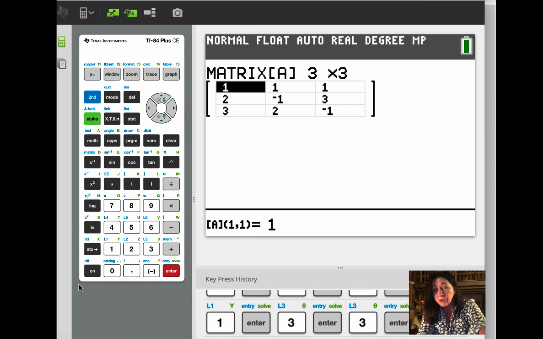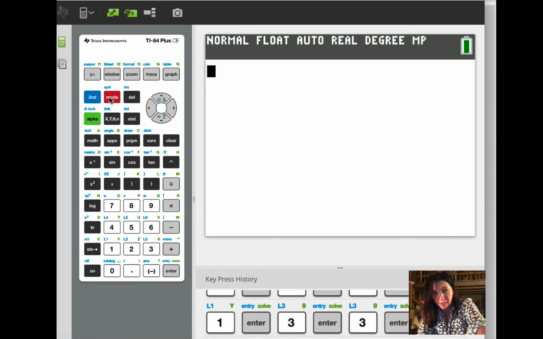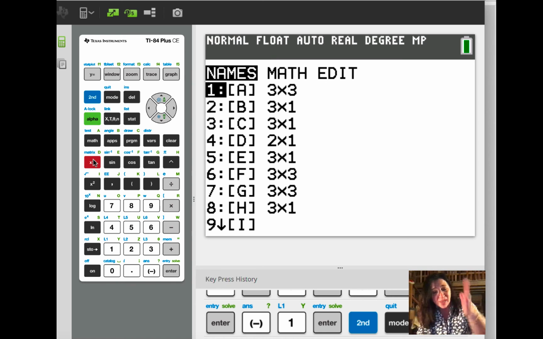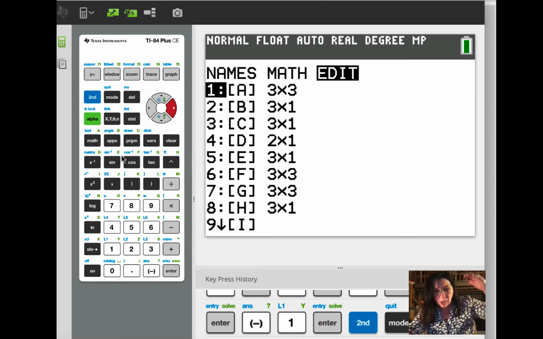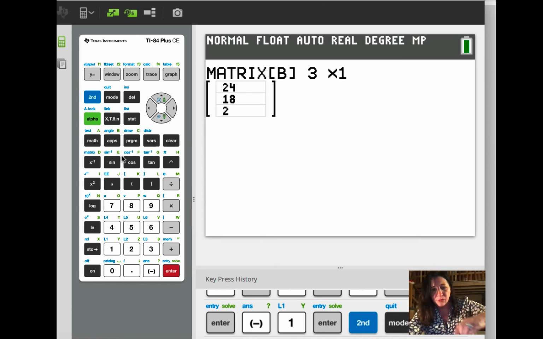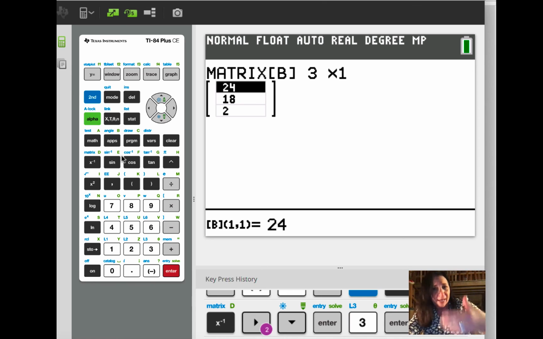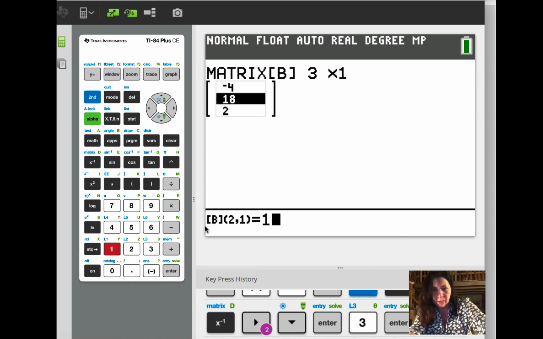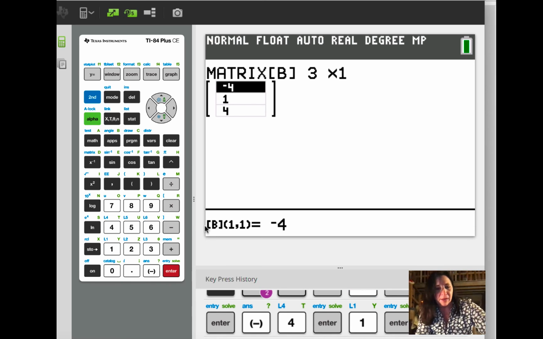So now what you do is you go second, quit. You've got to remember that you've saved that under A. So now I'm going to go second, matrix again. And remember, the second matrix is a 3 by 1. So now I'm going to go down, go to edit, and type in a 3 by 1. If that's not there, I'm going to go 3, enter, 1, enter. And my numbers here are negative 4, enter, 1, enter, and then 4, enter. Okay? All right. So now I've got to quit. So I go second, quit.